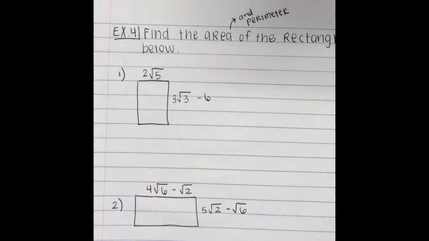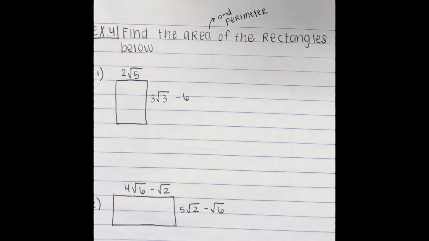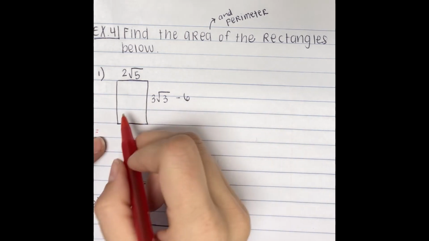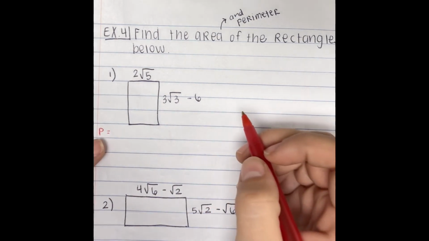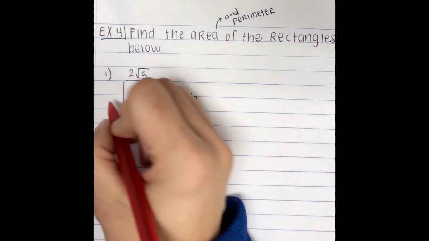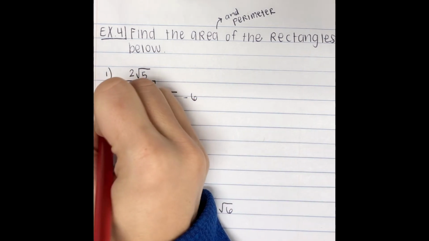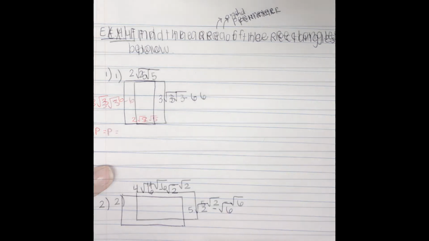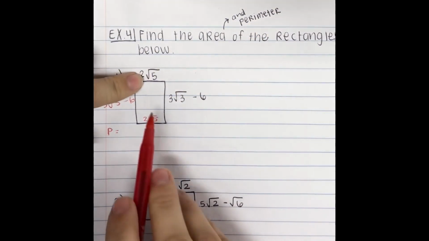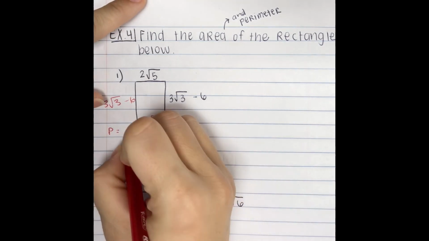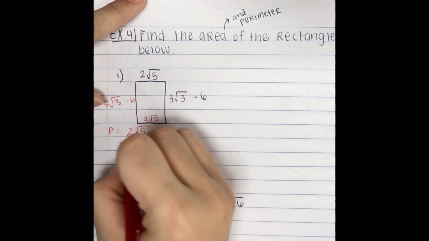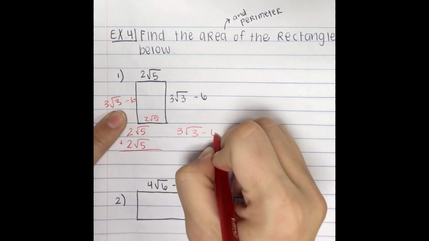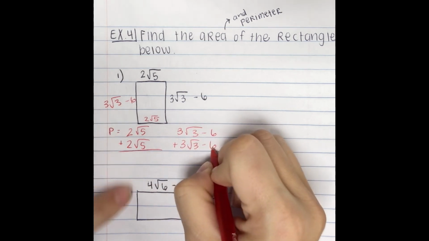All right, last two, we're finding the area and the perimeter of the rectangles below. Okay, so let's do perimeter first, because to get perimeter, all you do is you add up all 4 sides, right? So what I'm going to do is go ahead and label the opposite sides the same. All right, so we have opposite sides that are the same, so I know these are like radicals, and I can add those together. So I'm going to say 2 square root of 5 plus 2 square root of 5. And then I have 3 square root of 3 minus 6 plus 3 square root of 3 minus 6.